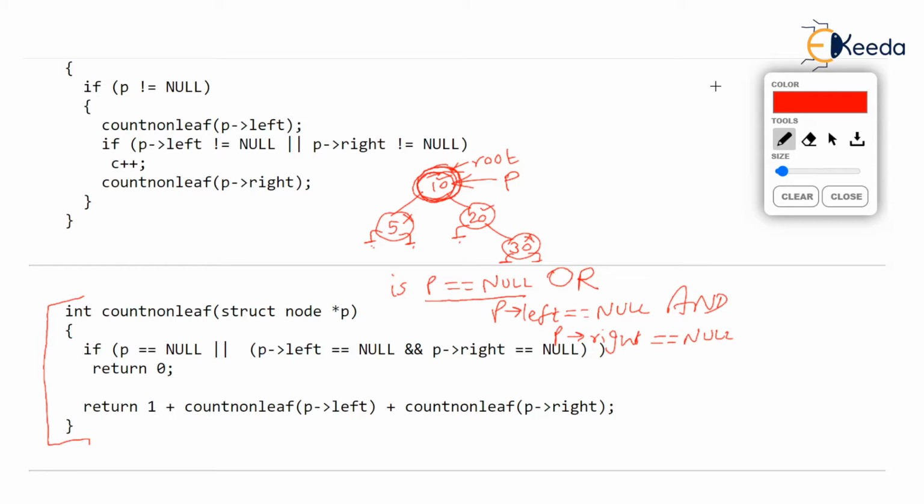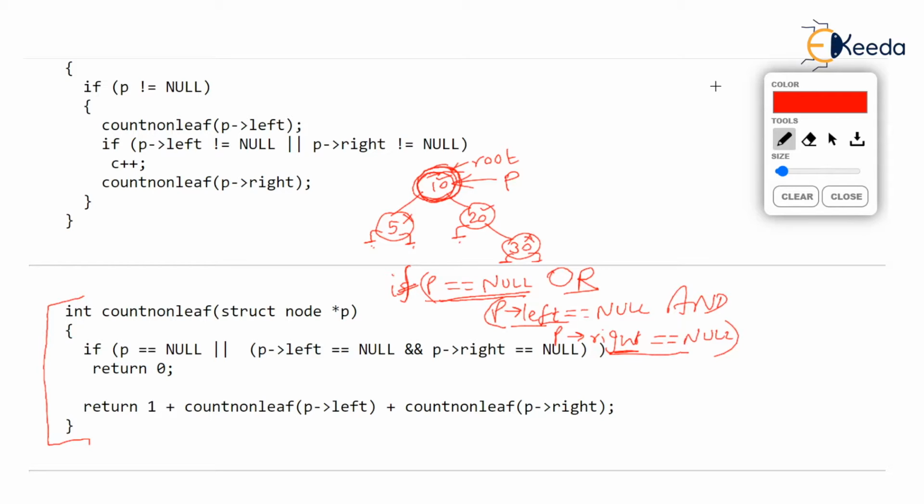Now, if this is true, that means if P is null, P is not pointing anywhere, it's not pointing to a node itself. Or if both pointers left and right are null, then you know that the node we are talking about is a leaf node. Then we will simply return 0. We are not interested in that node because either the node is not valid or the node is a leaf. And listen, we are counting the number of non-leaf nodes. Then we are not interested and we would say return 0.